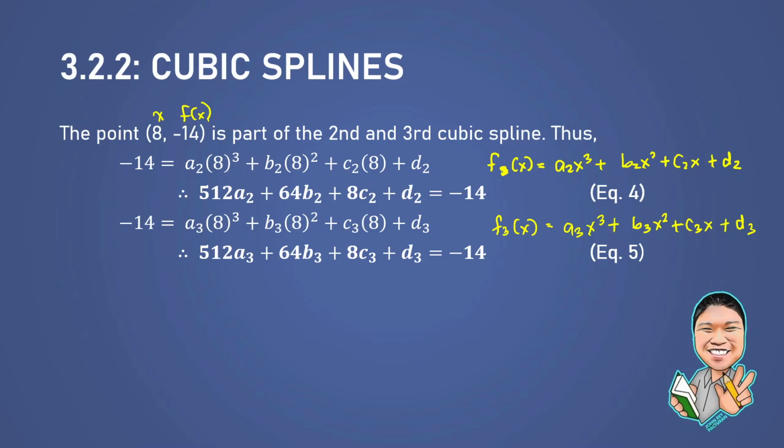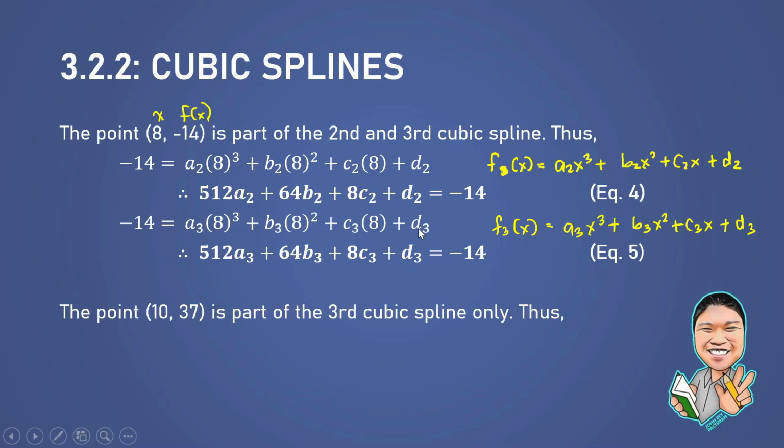Only that, yung subscript ang maiiba. Kaya dito ang kalalabasan is 512a sub 3 plus 64b sub 3 plus 8c sub 3 plus d sub 3 equals negative 14. Nakalimang equation na tayo for this step and ang rule natin is dapat nga maka-anim tayo kasi yun yung ina-expect natin. So, therefore, dito tayo sa last point which is yung 10, 37 and that point daw is just part of the third spline only. Kaya, itong ating huling equation is derived lang using the third spline.